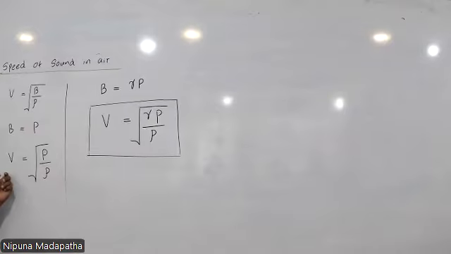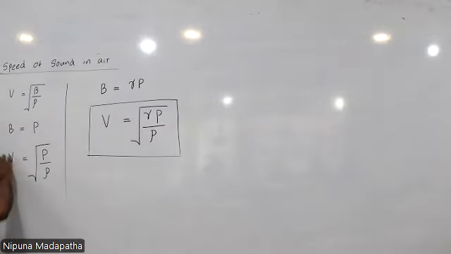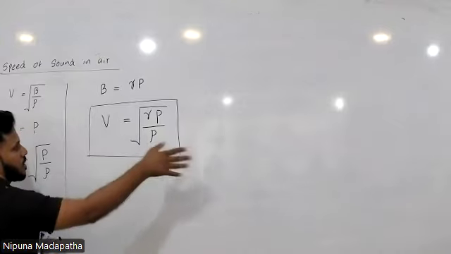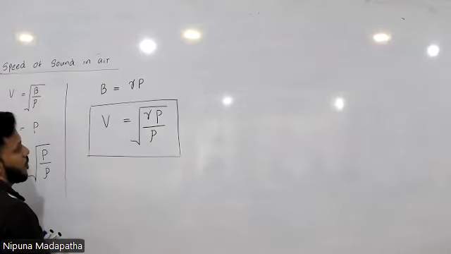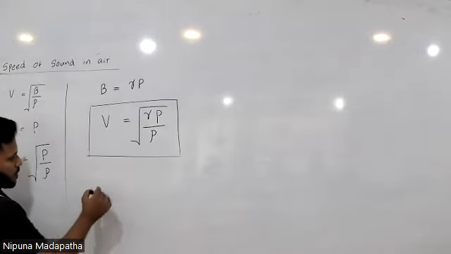We use this when determining the speed of the ultrasound. In normal audible sound, this is the expression we use. So it is an isothermal process. Therefore, we use gamma P as the bulk modulus. What is this gamma?